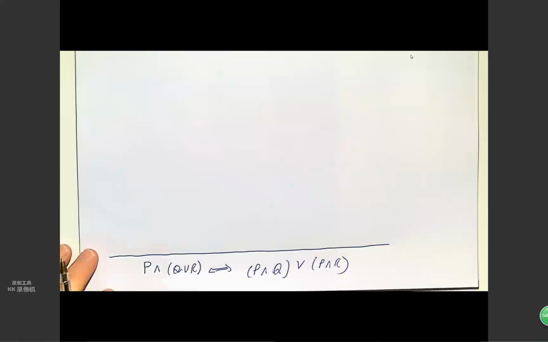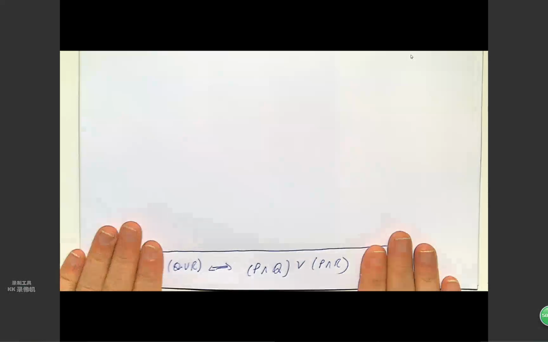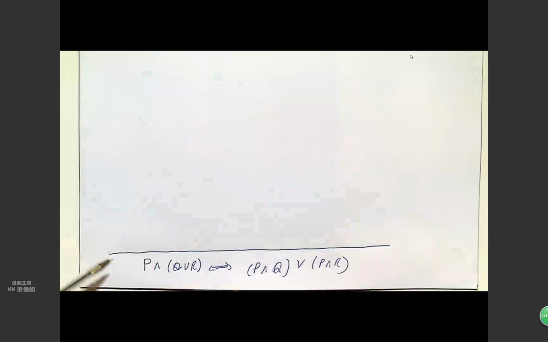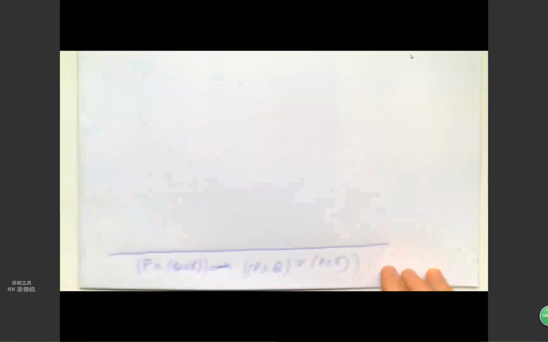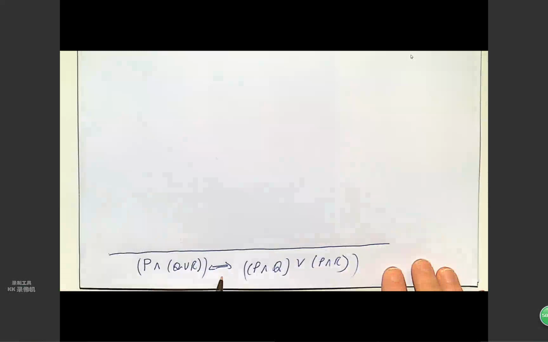Is it P and Q implies, sorry, Q or R if and only if that? No. The parentheses would be here, right? Okay? So the main symbol is this one. Yeah? So the main symbol is if and only if.